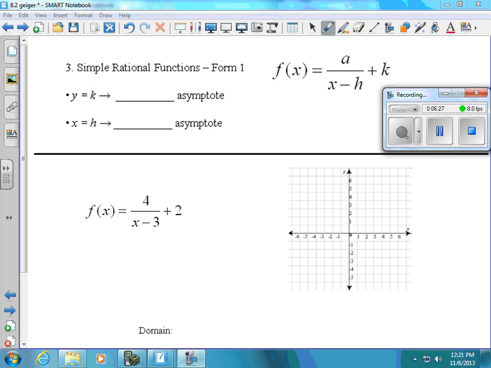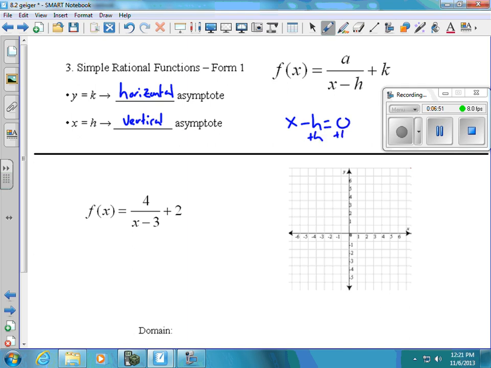Y equals k, that's our horizontal asymptote. X equals h, that's our vertical asymptote. Now remember, much like we did with the vertex form in quadratics, to find your h, you take that expression in the denominator and set it equal to 0. So that's why x equals h is our vertical asymptote. It's the 0, if you will, of the denominator. Okay? So let's use that idea to see if we can graph this.